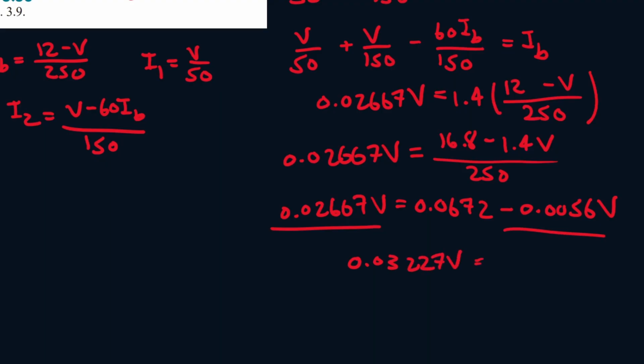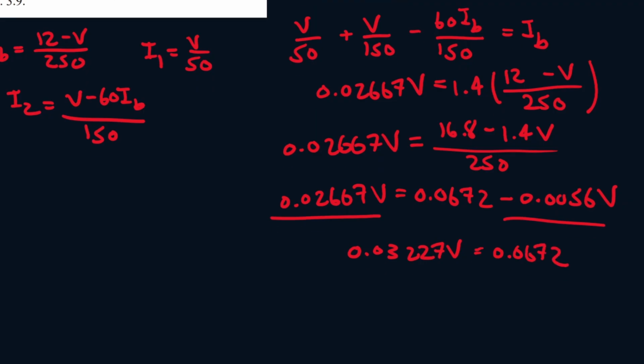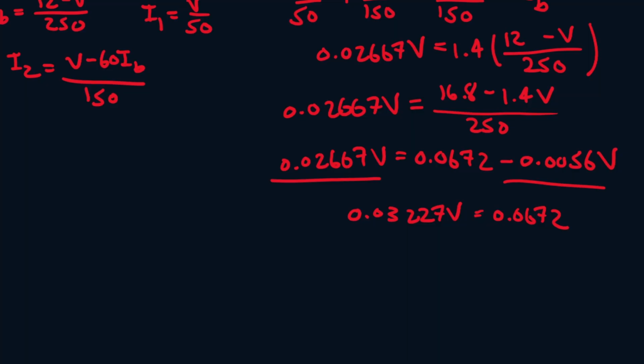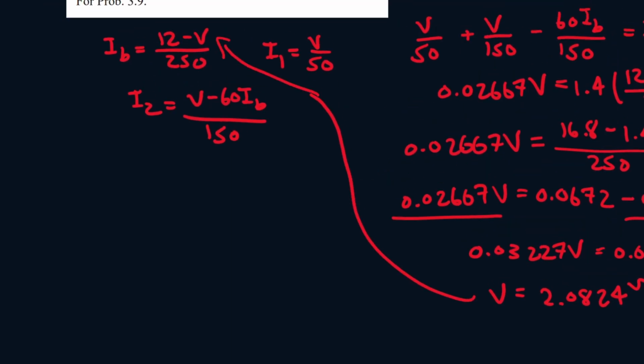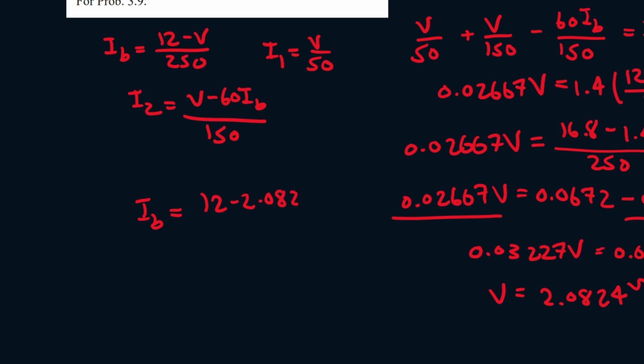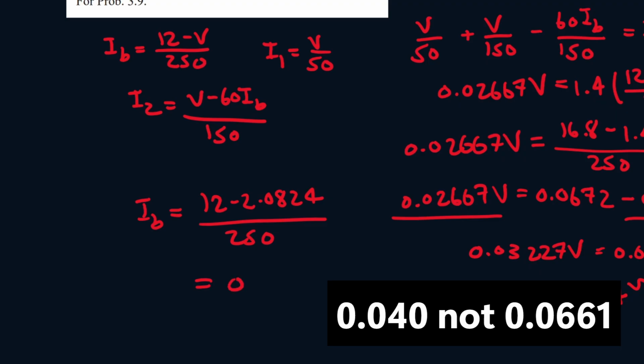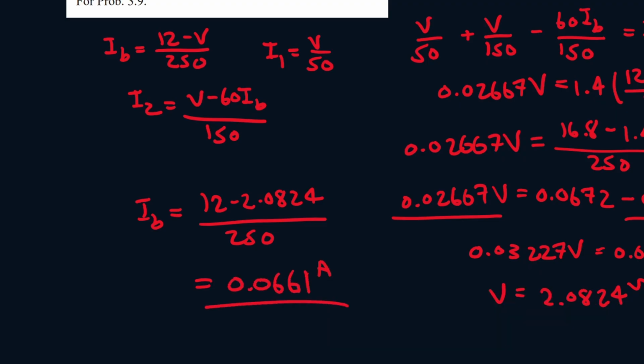That gives you 0.03227 V equals 0.0672. Divide both sides by 0.03227, and V will be equal to 2.0824 volts. Now we can plug our V in to get our IB. So IB is equal to 12 minus 2.0824 all over 250, and that gives you 0.0661 amps. And that's your answer.